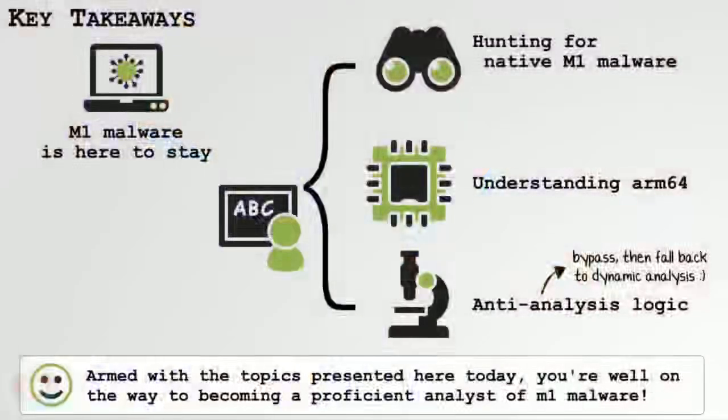First, we talked about how to hunt for M1 malware. If you pop on VirusTotal and do that same search query we talked about, you'll find a myriad of new malware samples that have been compiled to natively run on Apple's new M1 systems. We talked about how to understand ARM64, at least some basics. This should hopefully point you in the right direction and get you along to becoming a proficient analyst of M1 malware. Finally, we showed that in the context of reversing malware, oftentimes you really only have to get that deep into the instruction set when looking for and identifying anti-analysis logic. So again, the goal is really to arm you with these topics today to set you on the way to becoming a proficient malware analyst, even when analyzing M1 malware.